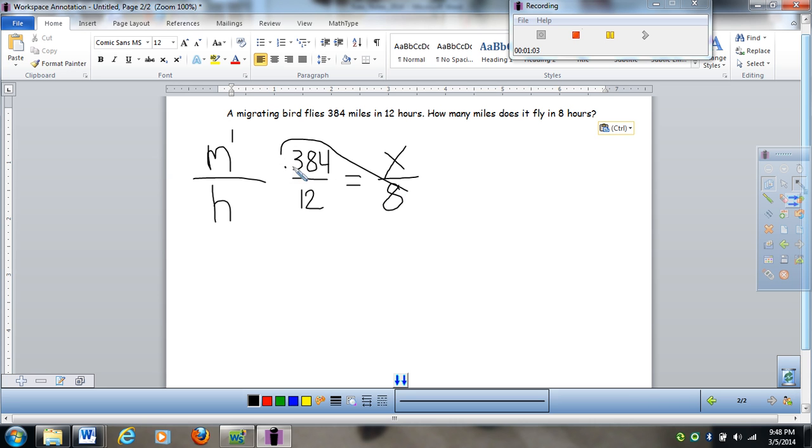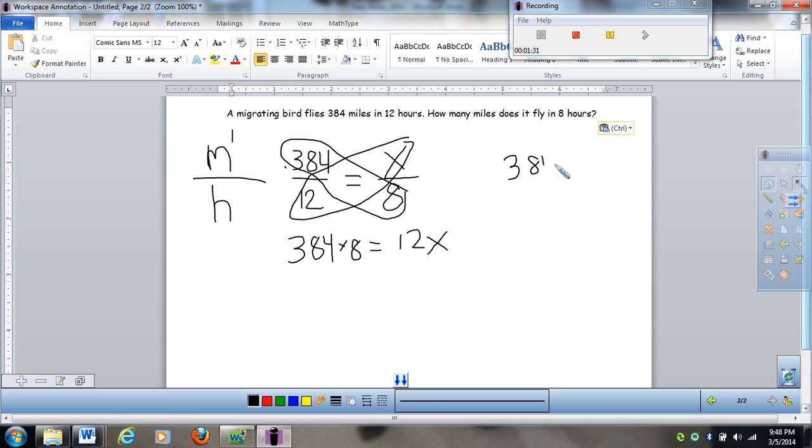First, I'm going to multiply 384 times 8. Then I'm going to multiply 12 times x, giving me 12x. I'm going to come over on the side to solve 384 times 8.